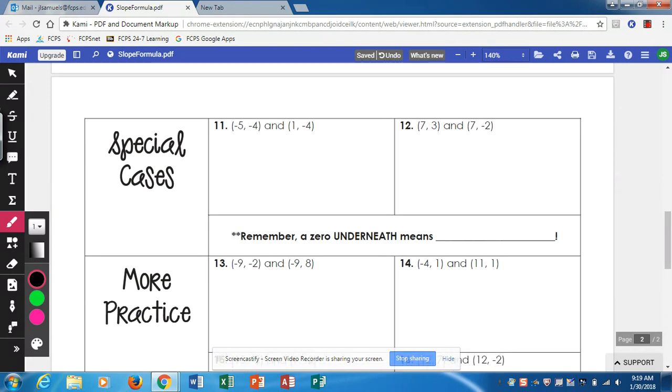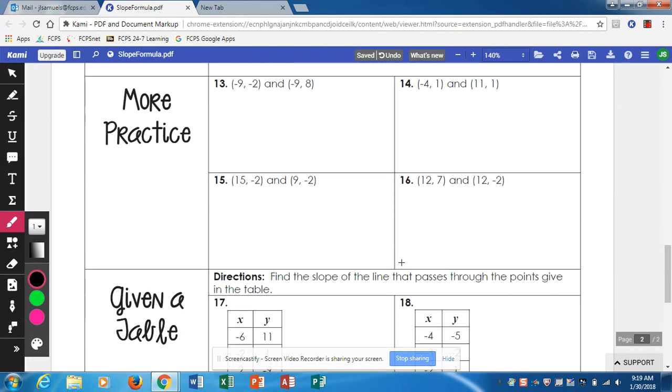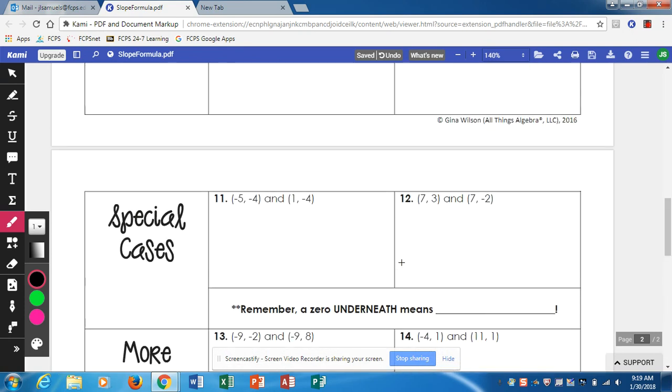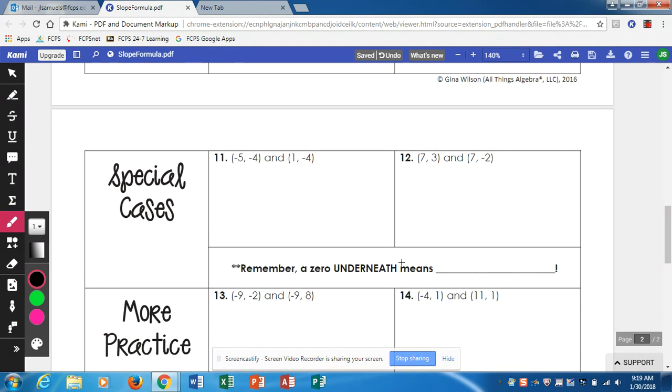And now let's go ahead and progress to some special cases. So every once in a while, we might run into a slope that is either 0 or undefined. Okay, so let me show you an example of when the slope is going to be 0. So we need to still do the same thing. Remember, the slope formula is y2 minus y1 over x2 minus x1, okay? Hopefully that starts to beat into your head.